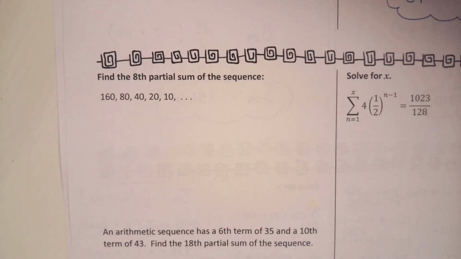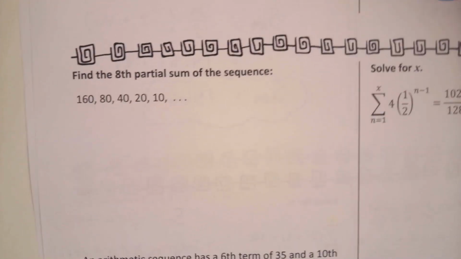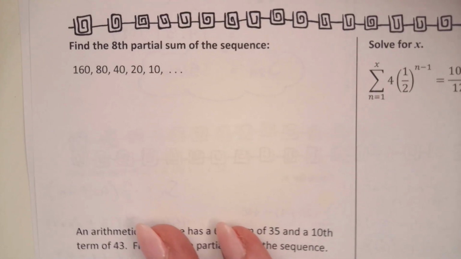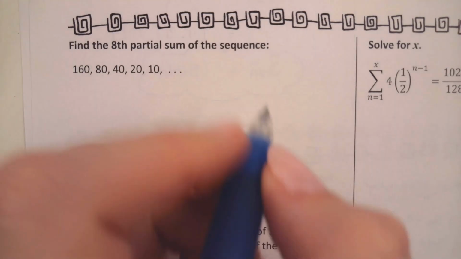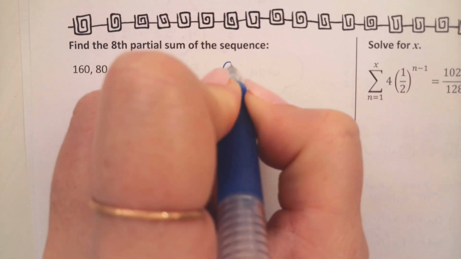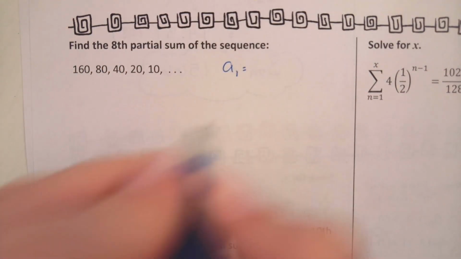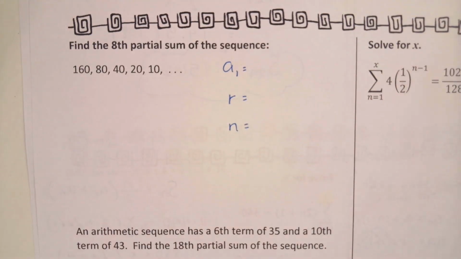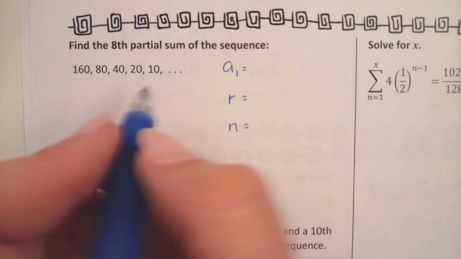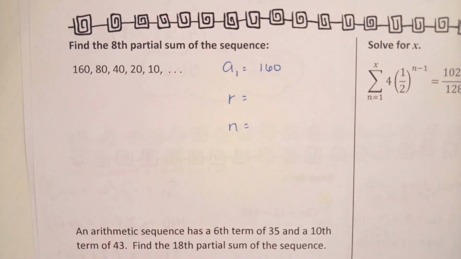Alright, let's look at the next one. This one is written out just as a regular sequence. We're asked to find the 8th partial sum, which would be the sum of the first 8 numbers. So remember what we need. We need our A1, our starting term. We need our common ratio, and we need how many terms? What's A1? Good. Okay, what is our common ratio?